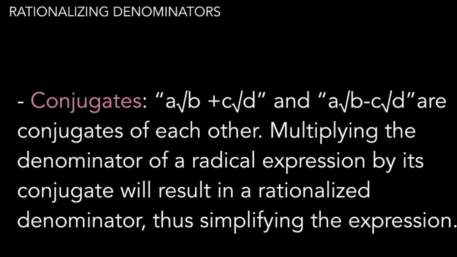Conjugates are the expressions a root b plus c root d and a root b minus c root d. Multiplying the denominator of a radical expression by its conjugate will result in a rationalized denominator, thus simplifying the expression.